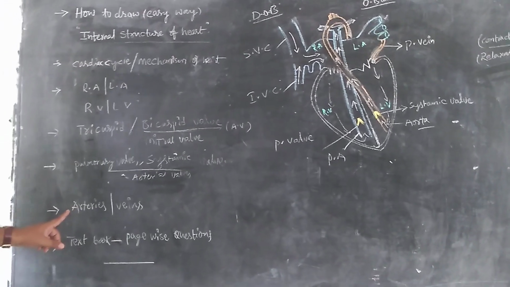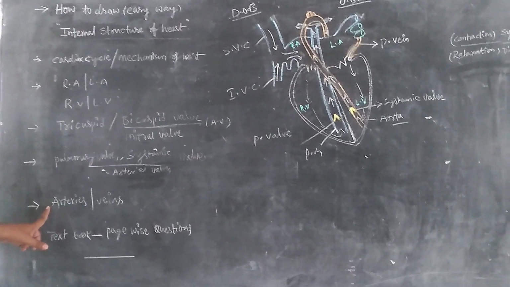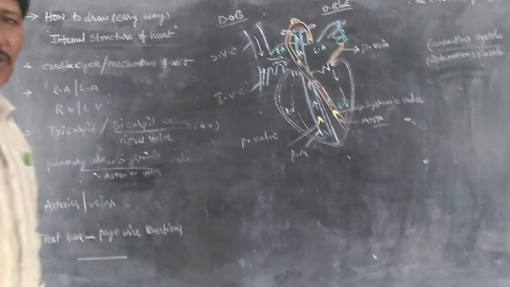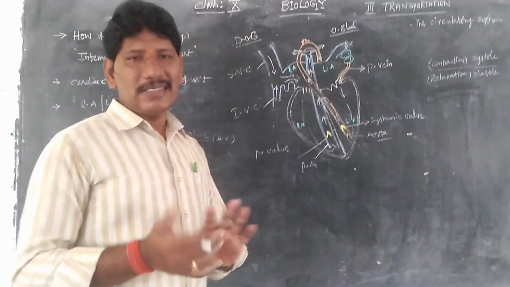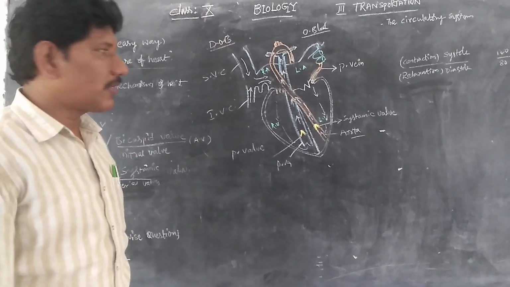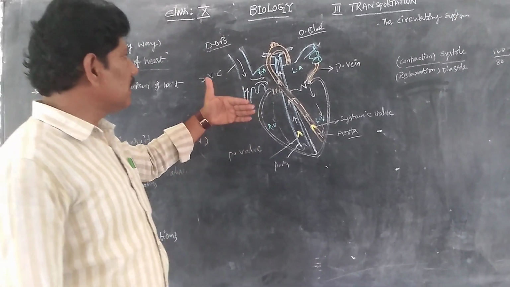Next, the structural and functional differences between arteries and veins. Next, apart from this, the textbook page-wise questions and think and discuss. So these are the objectives we are going to focus on and try to learn these concepts.